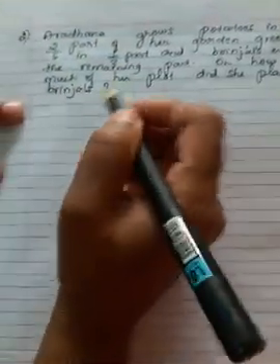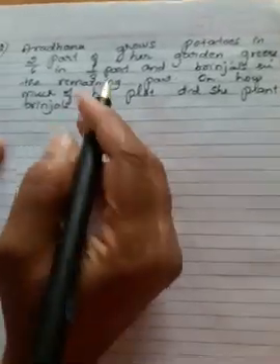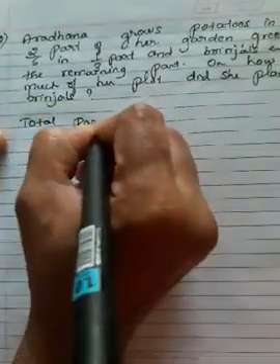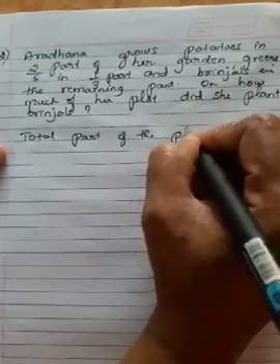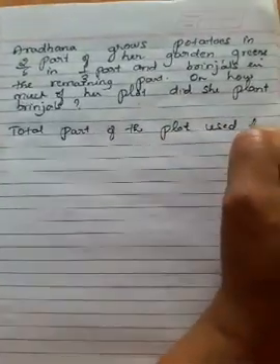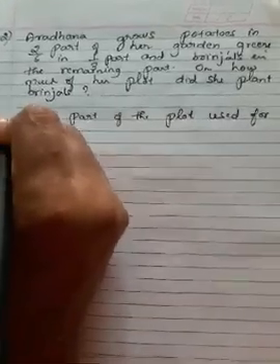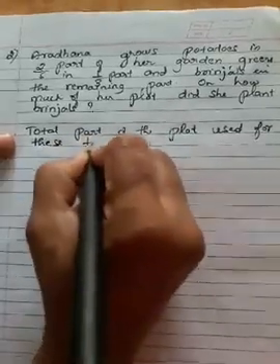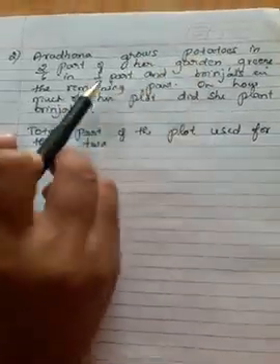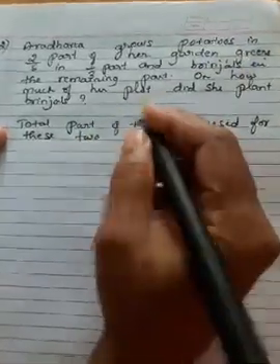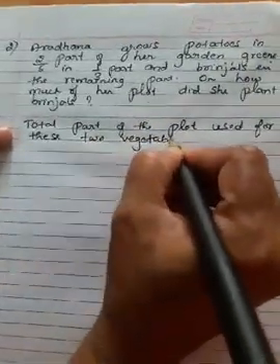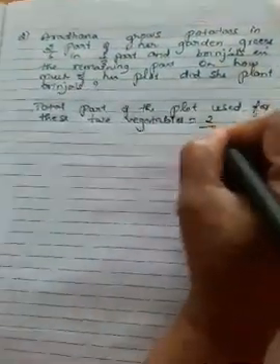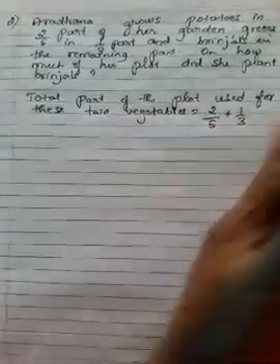Here first we have to find out the total part of the plot used for planting vegetables. So total part of the plot used for these two vegetables. These two means which are those? Potatoes and green leafy vegetables. These two vegetables is equal to, add these two fractions, 2/5 plus 1/3, correct?